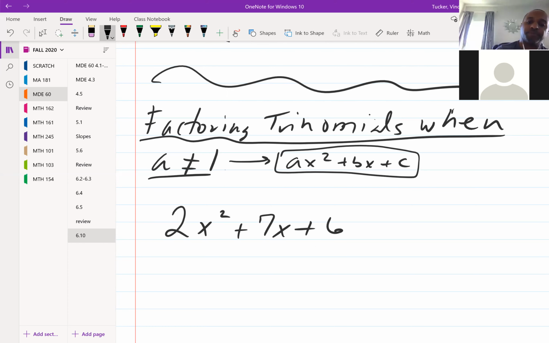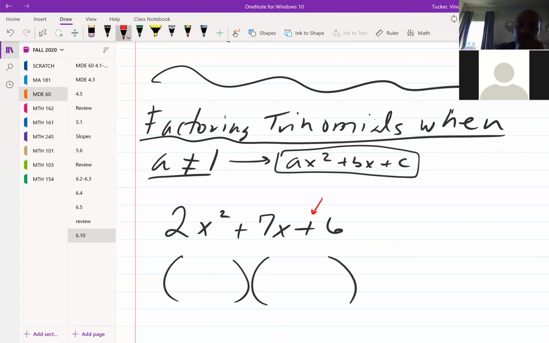So set up your parentheses. You always start off with what you know has to happen. That's the easiest way to do it. So in other words, what we know for a fact is that my back sign is positive, so my signs need to be the same. And this one tells us which sign to use, so both of my signs have to be positive.